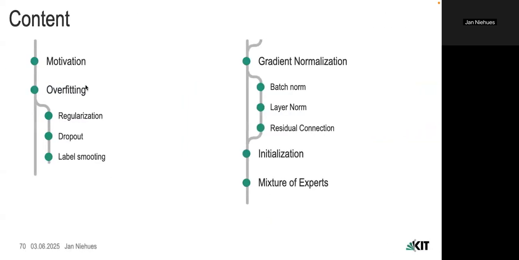Good. And this summarizes today's lecture. What we did is look at different techniques to make learning more efficient in very deep networks. We looked into regularization, dropout, label smoothing, batch and layer norm, residual connections, and mixture of experts. And before we finish, do you have any more questions?